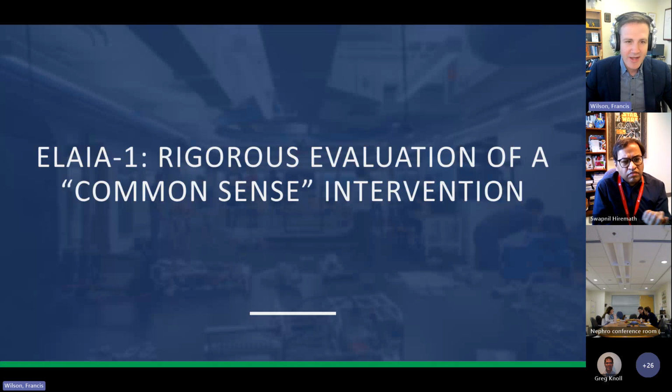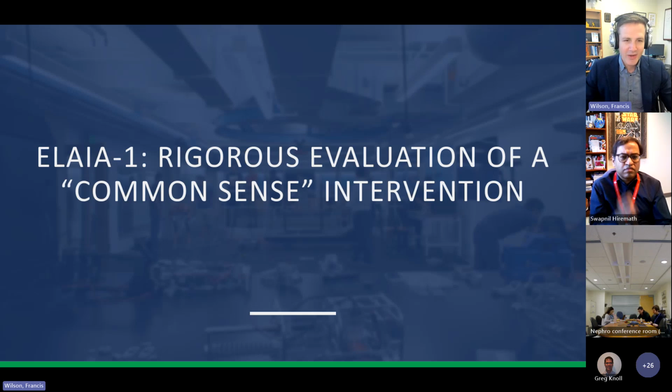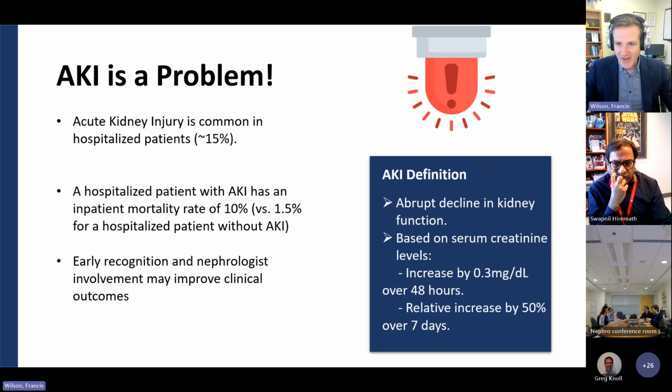So we're going to start kind of at the beginning and very quickly talk to you about our first real multi-center AKI alert trial, our simplest trial, which was called ELIA-1, where we wanted to do a rigorous evaluation of a common sense intervention. And so the way I justified this study to the IRB and to the funding agencies that cover it is things that you probably already know, which is that AKI is bad. It's quite common in hospitalized patients.